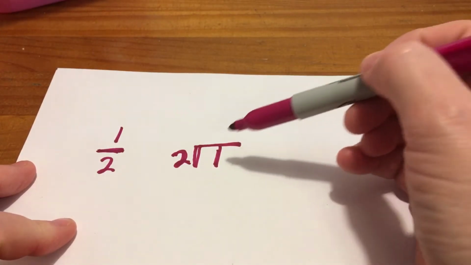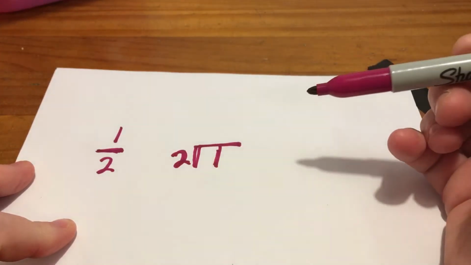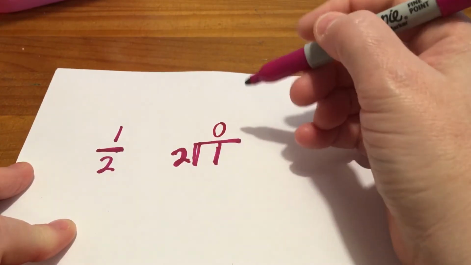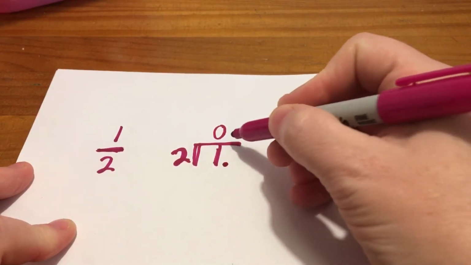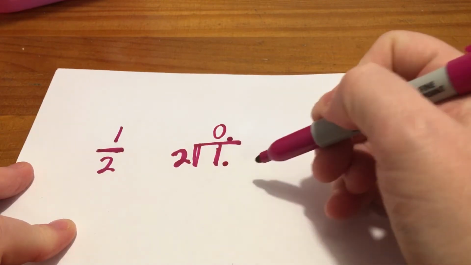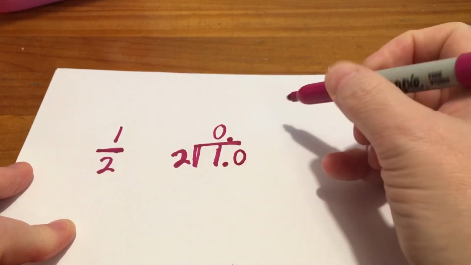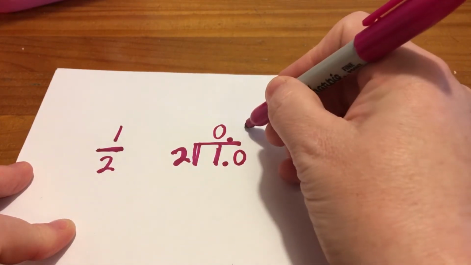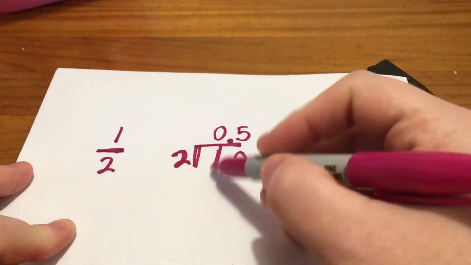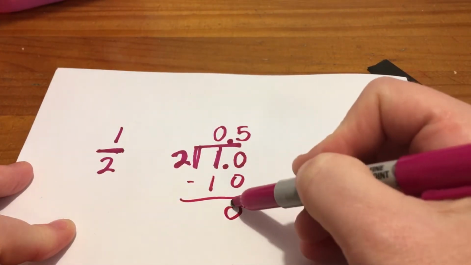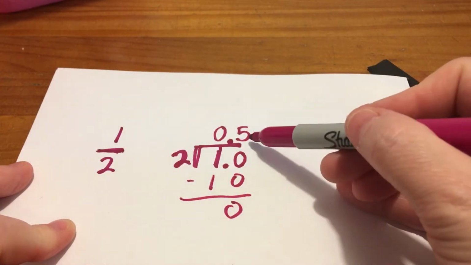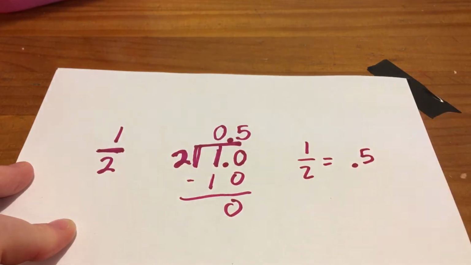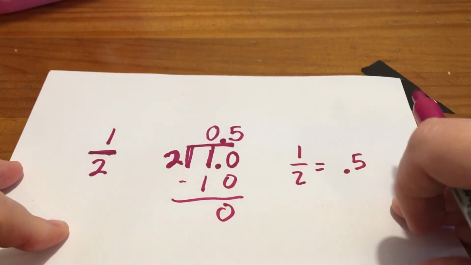Well, you just do your division. Can 2 go into 1? No, it cannot. 2 is bigger than 1. So we put a 0 up there, and we add a decimal. Then we add the decimal here. You bring the decimal up, and you add a 0. Now, can 2 go into 10? Yes, it can. 5 times. 2 times 5 is 10. We subtract, we get 0. So 1/2 as a decimal is 0.5. Some of you probably knew that, and that's great.